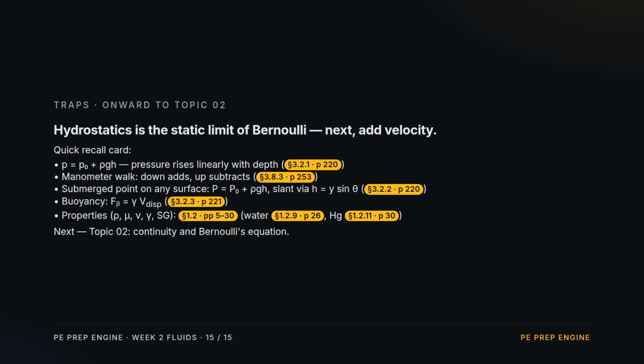5 things for the exam. Pressure equals P0 plus rho g h. Manometer rule, down adds, up subtracts. For any submerged point, P equals P0 plus rho g h, slant to vertical via h equals y sine theta. Buoyancy is gamma times displaced volume. And know the 5 properties: rho, mu, nu, gamma, specific gravity. Onward to topic 2, continuity and Bernoulli.